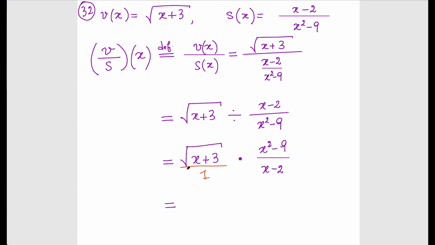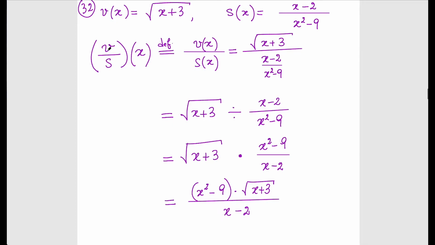You take the quotient of the product of the numerators divided by the product of the denominators, right? So upstairs you get the product of the numerators, so x squared minus 9 times the square root of x plus 3, divided by x minus 2, over 1, so 1 times x minus 2 is x minus 2. Okay, so this is v over s acting at x. This is the recipe of the output under this function v over s.